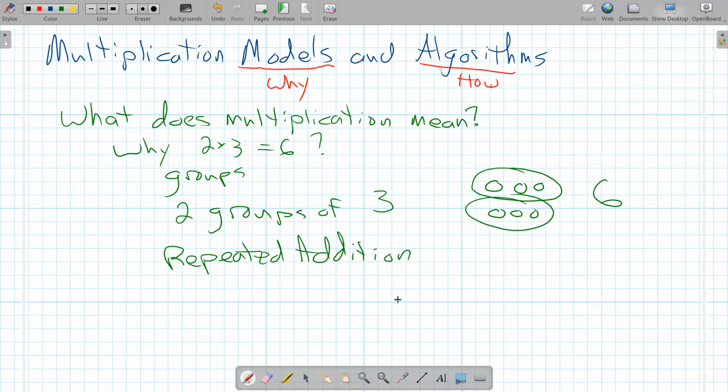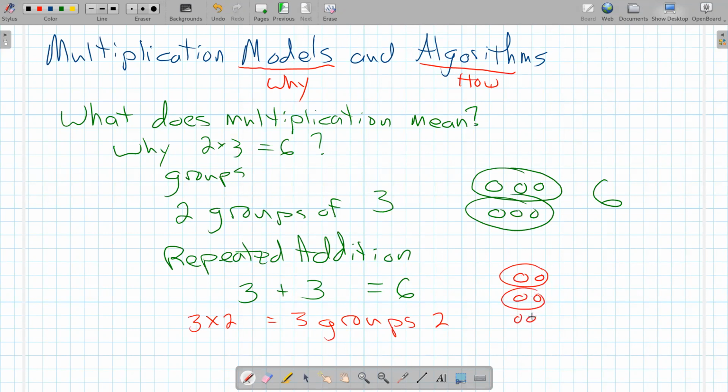So with repeated addition, if I do the 2 groups of 3 idea and continue that for the repeated addition, then I have a group of 3 and another group of 3. 3 plus 3 is equal to 6. If I wanted to look at the other way, like 3 times 2, that would be 3 groups of 2, which is going to look different, right? Here's a group of 2, here's another group of 2, and here's another group of 2.